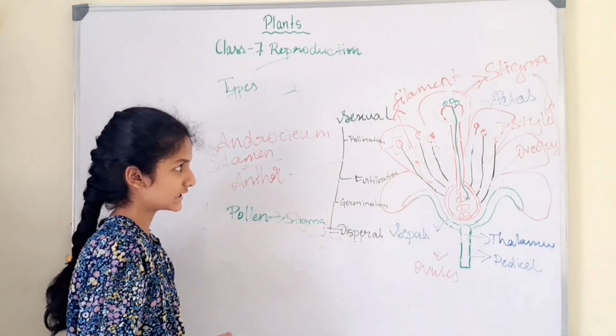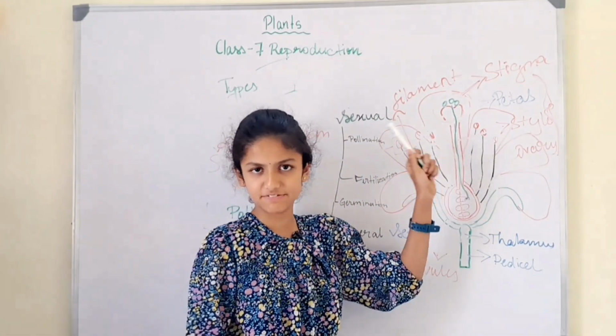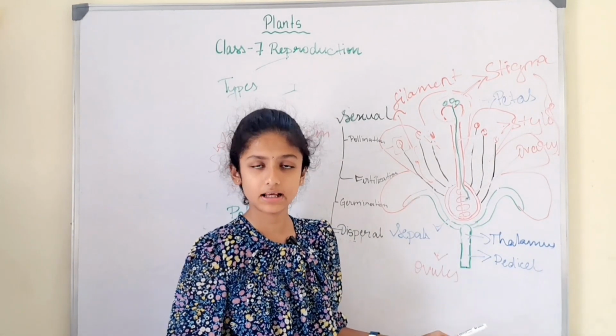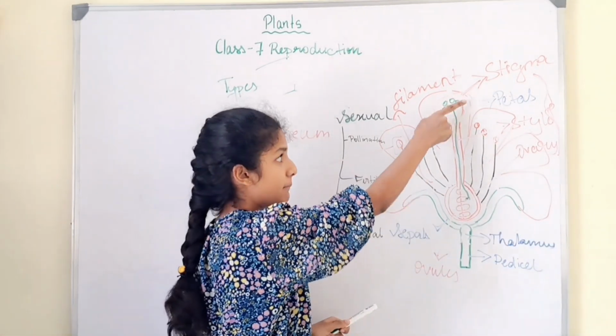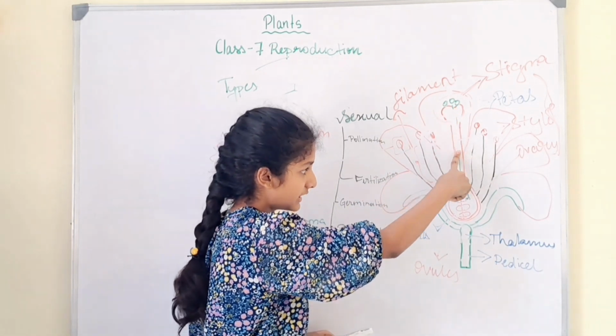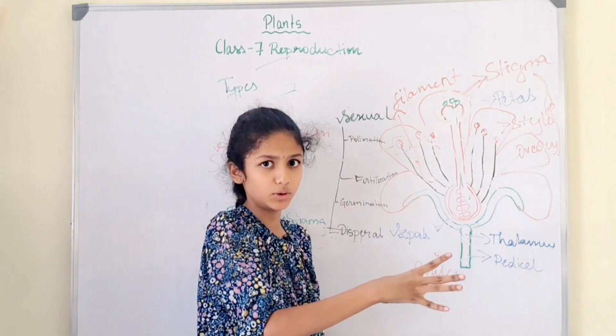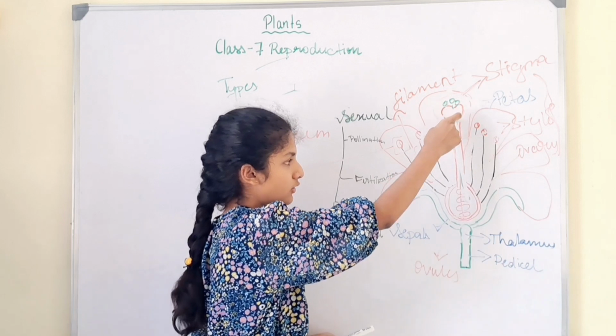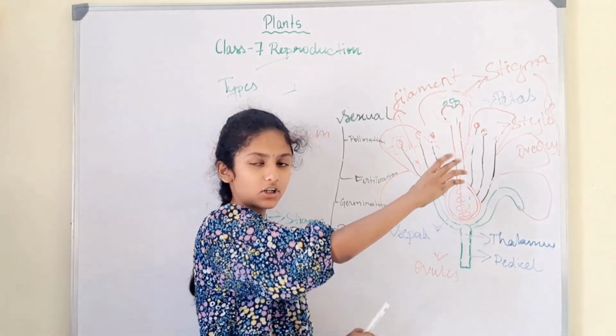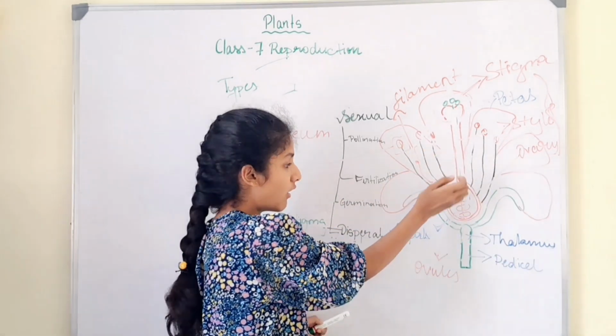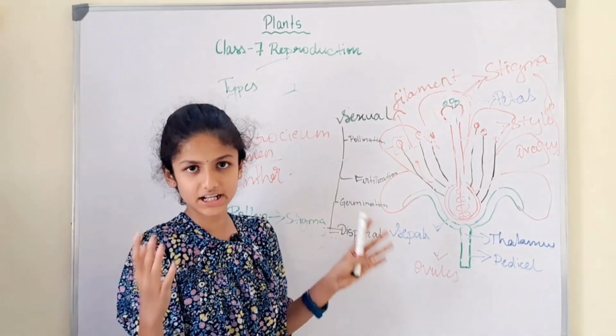I'll tell you this once again. Pollen grains have come, pollination is completed. Next, fertilization. From here, that pollen should reach that ovule. It reaches, it goes through the style and meets the ovule. Once it meets the ovules, the fertilization has occurred.